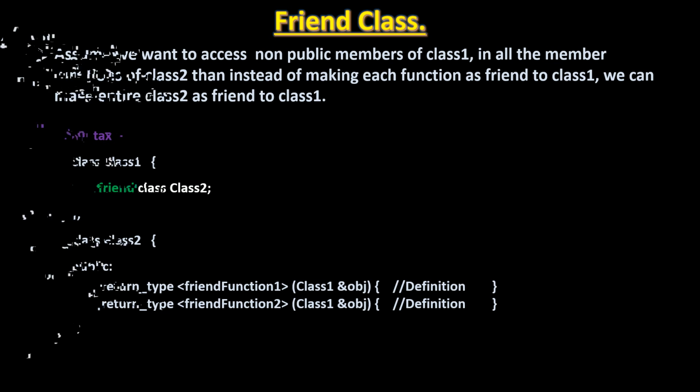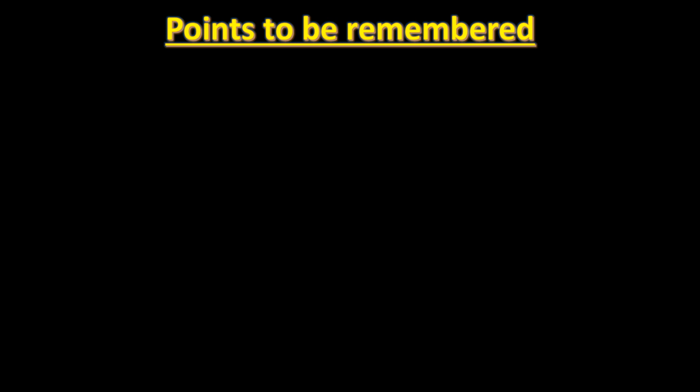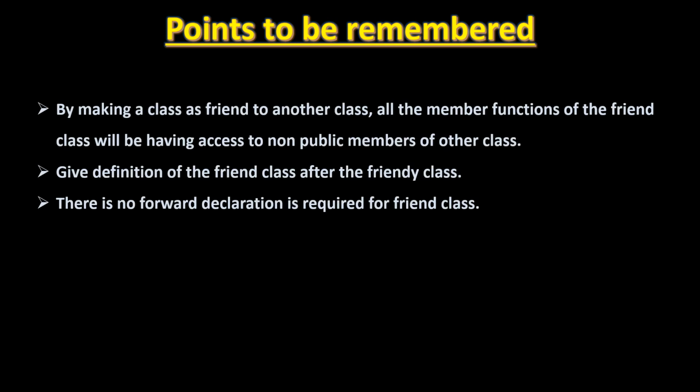Next, there are some points we have to remember here. By making a class a friend to another class, all the member functions of the friend class will have direct access to the non-public members of the other class. We have to give the definition of the friend class after the befriending class. That means you give the class 1 declaration, and next the class 2 declaration, and no forward declaration is required for a friend class.